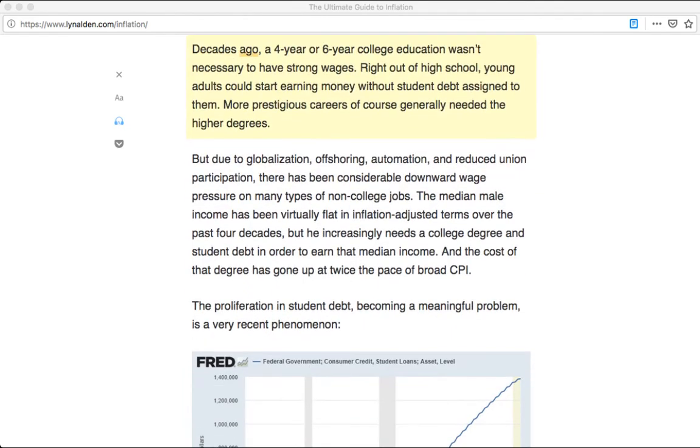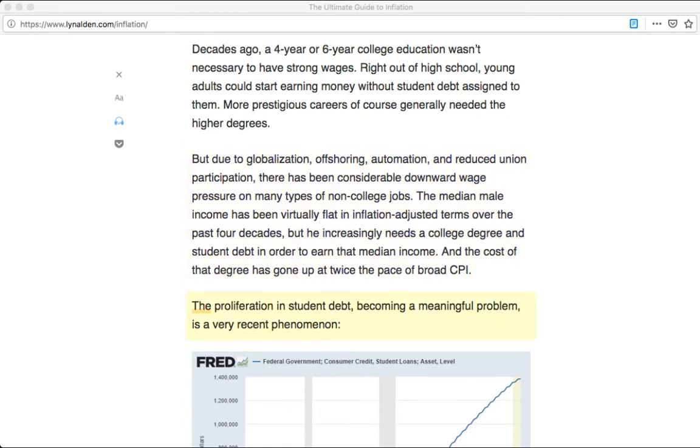Decades ago, a 4-year or 6-year college education wasn't necessary to have strong wages. Right out of high school, young adults could start earning money without student debt assigned to them. More prestigious careers of course generally needed the higher degrees, but due to globalization, offshoring, automation, and reduced union participation, there has been considerable downward wage pressure on many types of non-college jobs. The median male income has been virtually flat in inflation-adjusted terms over the past 4 decades, but he increasingly needs a college degree and student debt in order to earn that median income. And the cost of that degree has gone up at twice the pace of broad CPI.